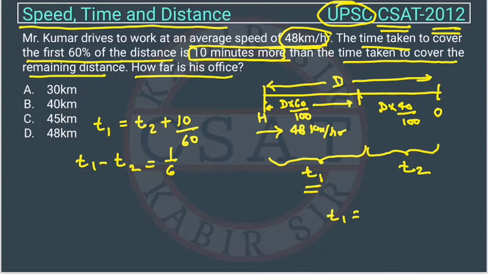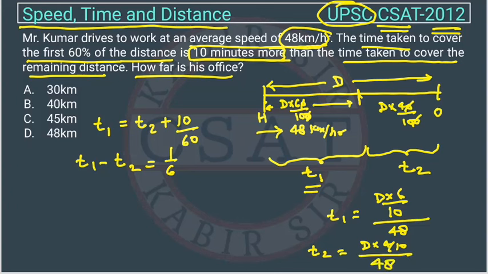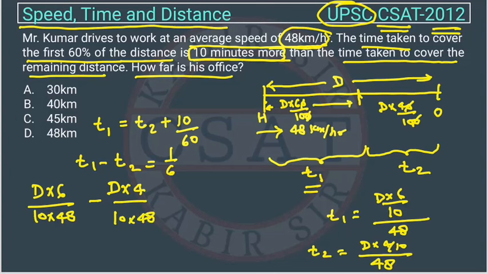T1 will be distance upon speed. Distance is 60% of d, we can cancel this 0 with this 0, so this will be d into 6 upon 10, upon speed, which is 48. Similarly, T2 is 40% of d, we can cancel the 0, so this is d into 4 by 10 upon 48. So we can put this value here. This will become d into 6 upon 10 into 48, minus d into 4 upon 10 into 48, equal to 1 upon 6.